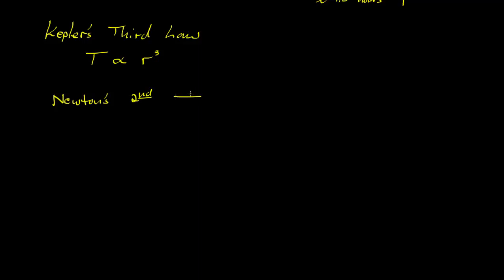One last thing I forgot to mention was Kepler's third law, which says the period squared is proportional to the cube of the distance. And what I want you to do, I'm not going to do it, is show how this comes from Newton's second law. So I want you to go from Newton's second law to Kepler's third.